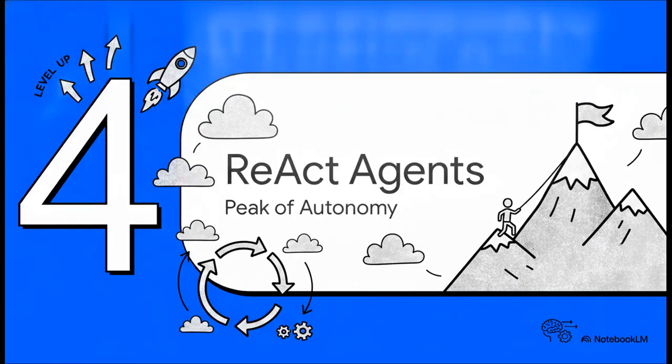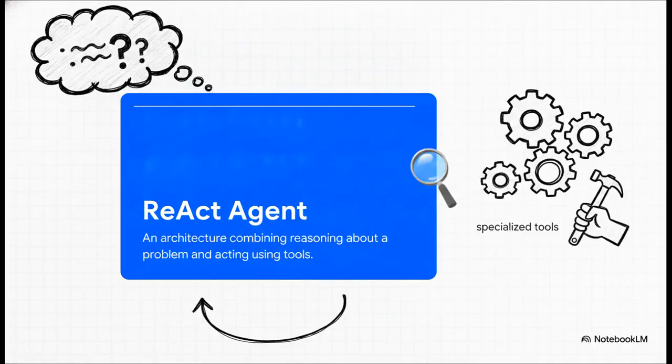Okay, moving on to section 4, React agents, which is really the absolute peak of autonomy. You've probably heard the industry term React before, right? It stands for reasoning and acting. What's so game-changing about this architecture is how the AI constantly loops between reasoning about a problem, literally asking itself, okay, what do I need to do next to solve this, and then acting on it by using specialized tools. It's a continuous, self-driven cycle.